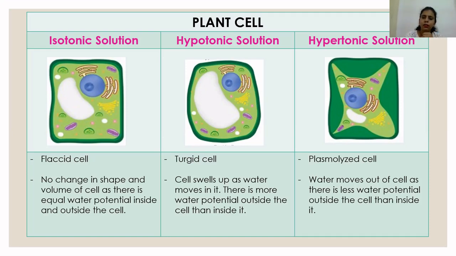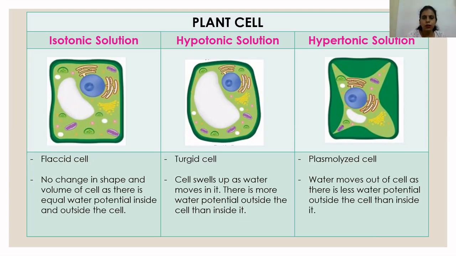And what is the reason for plasmolysed cell? Because the solution present outside the cell is having low water potential. It is more concentrated. Hence, water moves outside the cell. Okay. So first, turgor pressure is lost. Then the cell becomes flaccid. And finally, cell membrane gets separated from cell wall. And this type of cell is known as plasmolysed cell.